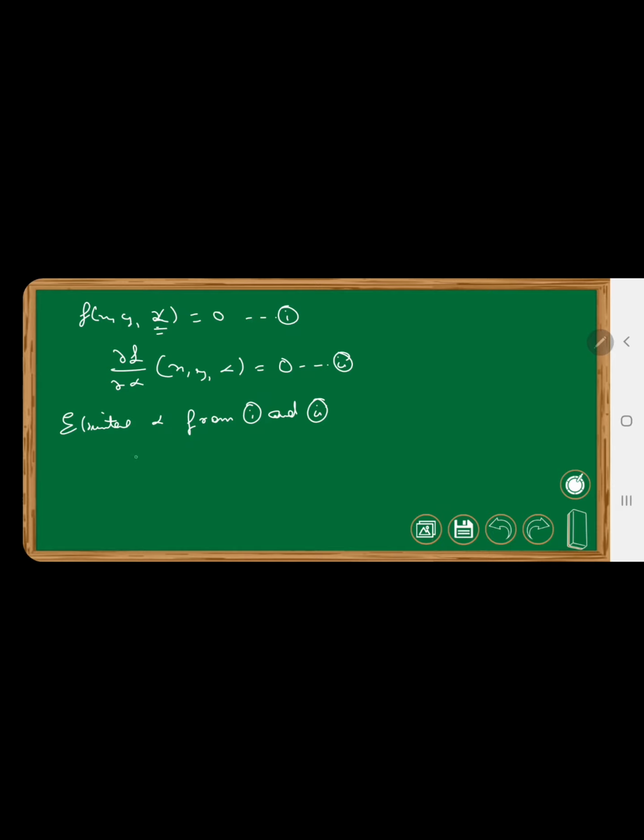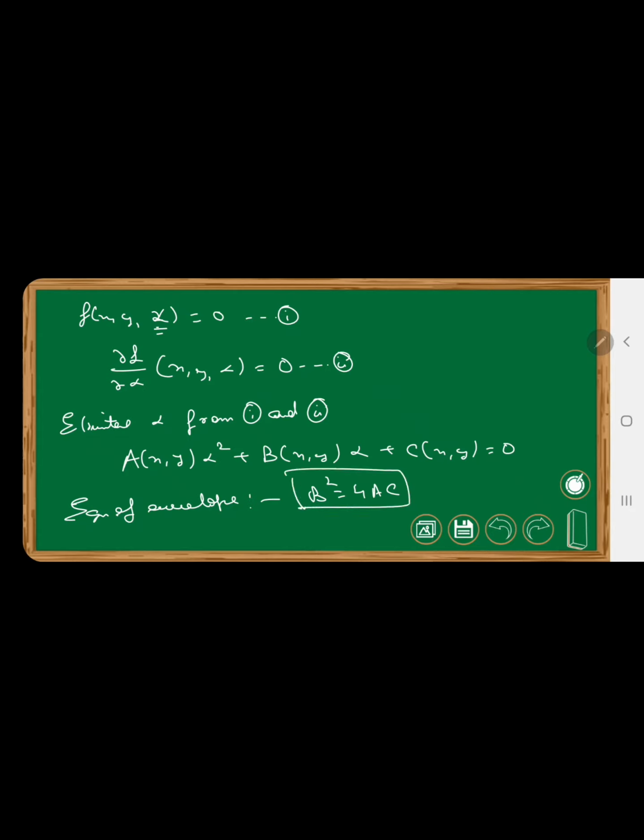If you have the family of curve of the form A(x, y), an independent function of x and y, which is the coefficient of alpha square, plus B(x, y), the coefficient of alpha, plus C(x, y) equals 0. This is a family of curve. So the equation of envelope is given as b square is equals to 4ac. Clear? It's given as b square is equals to 4ac.